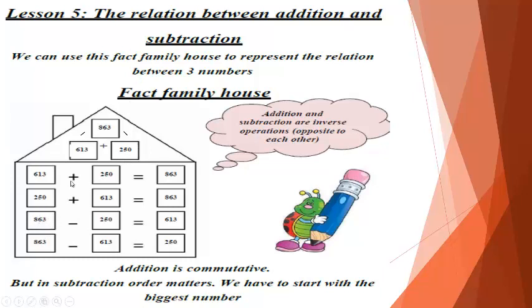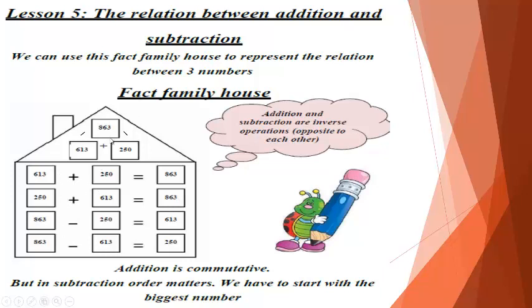So here, if I add 613 plus 250, it will equal 863. Here, if I change the places, 250 becomes the first, plus 613, it will give me the same sum. It will also be 863. What about subtraction? The biggest number is always the first number, 863. 863 minus 613 will equal 250. And 863 minus 250 will equal 613.